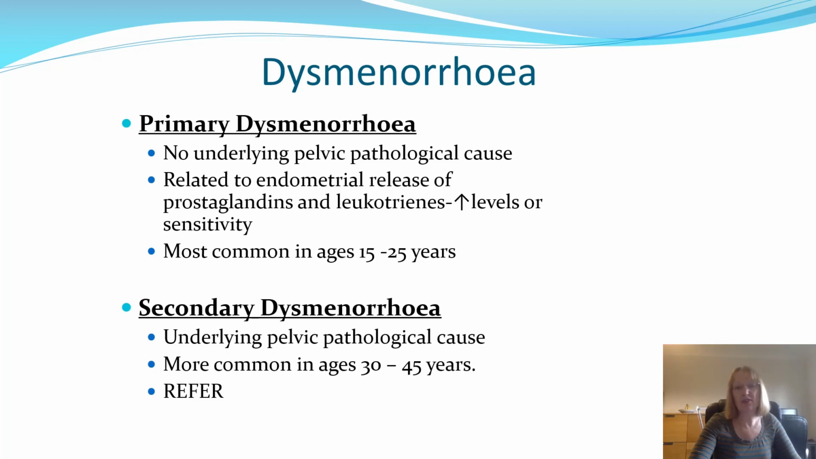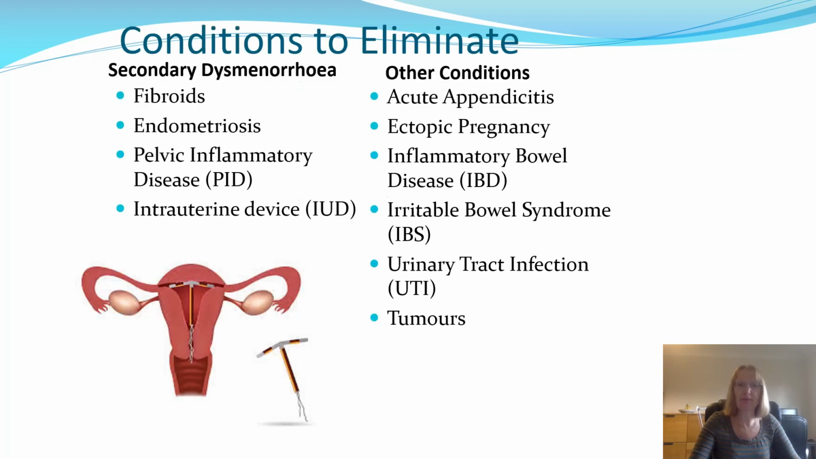Secondary dysmenorrhea is quite different in that there's an underlying pelvic pathological cause, and it's more common in older women between the ages of 30 to 45, so these women need to be referred. And so what we have to do is to ask the right questions to figure out the difference between these two types of dysmenorrhea. Secondary dysmenorrhea can be caused by a number of conditions, and I'm just going to go through those so you understand the sorts of things that can happen to cause it.